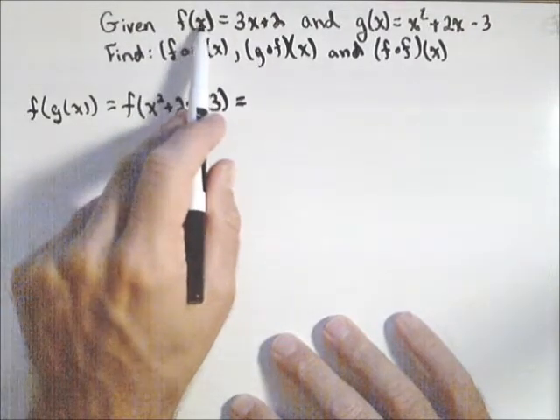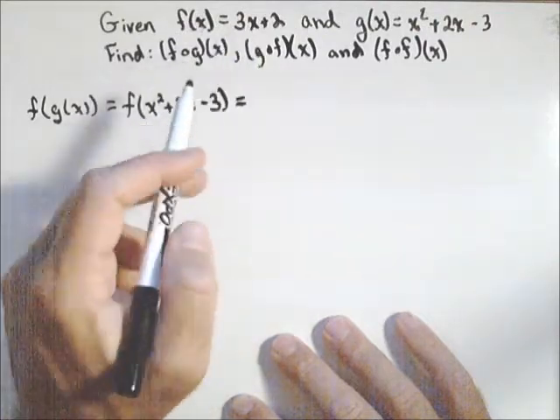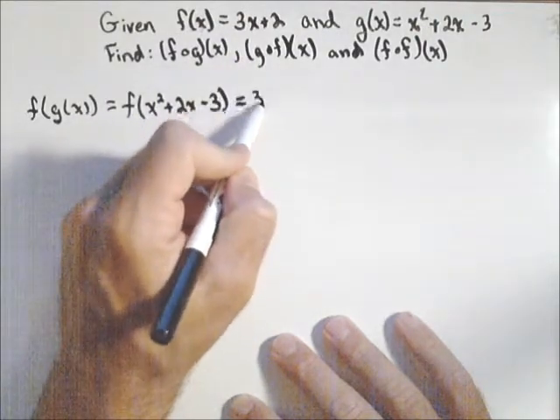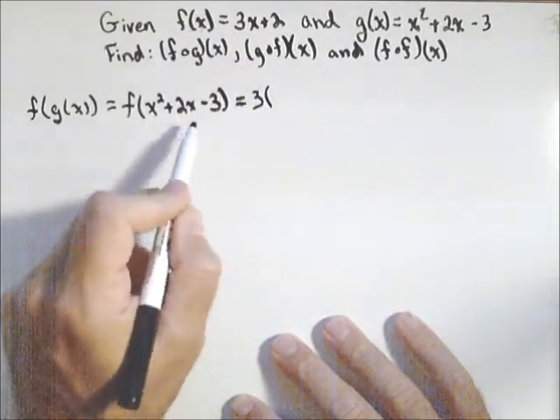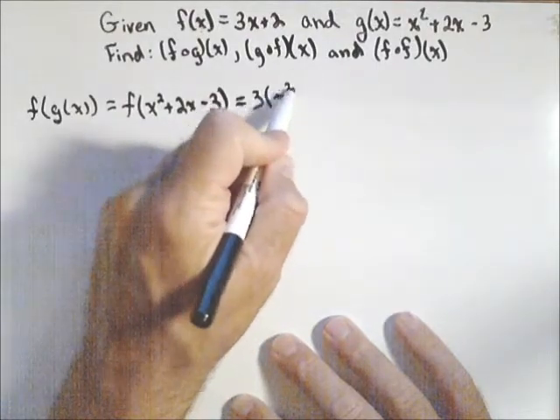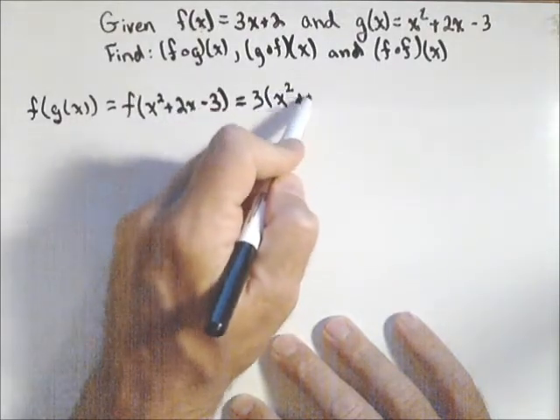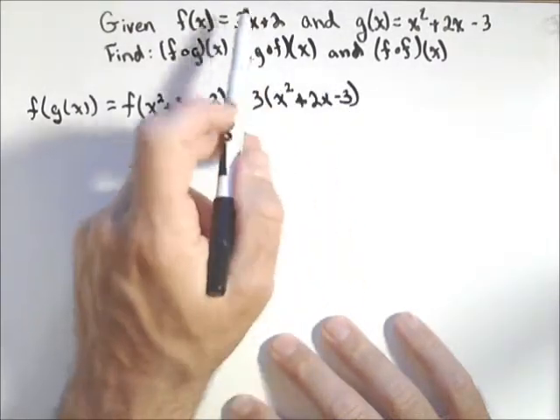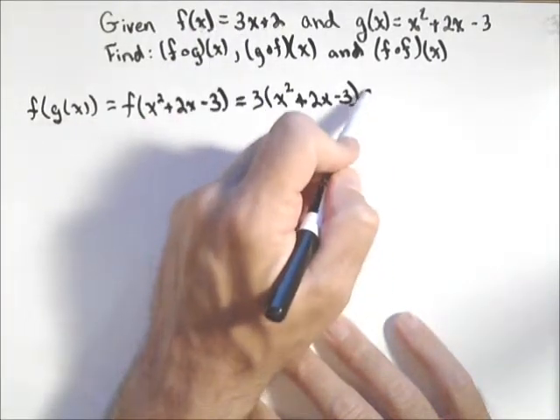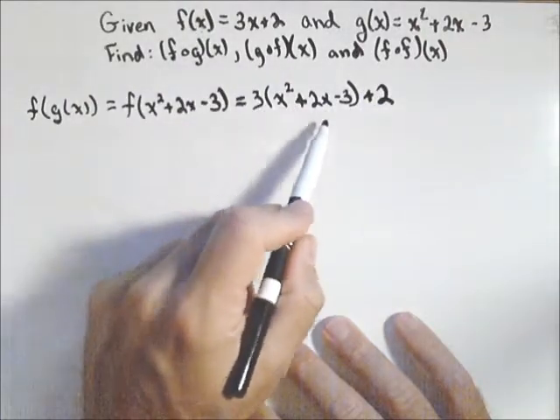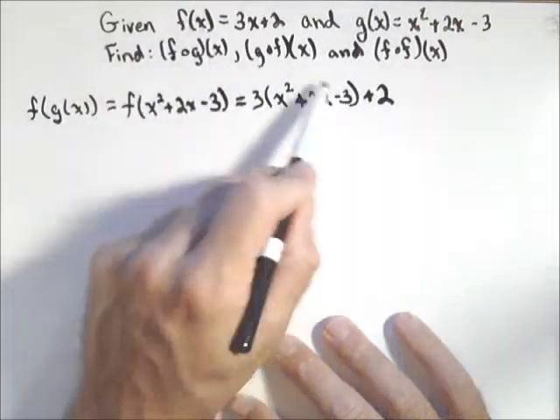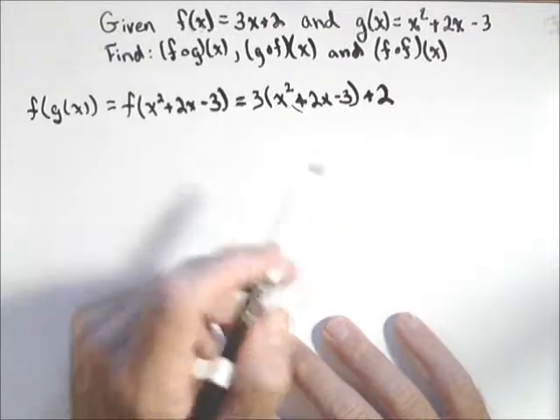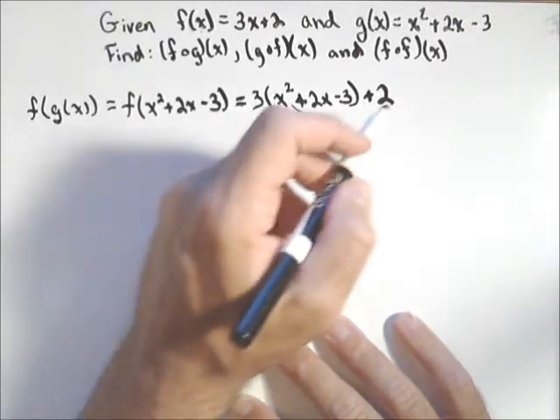So here's f of x. Our input placeholder is x. So I'm going to have 3, and any place there's an x, I'm replacing it with x squared plus 2x minus 3. Now don't forget the plus 2 from f of x. Notice how it's similar, except this replaced the x. So always think of that x as a placeholder.